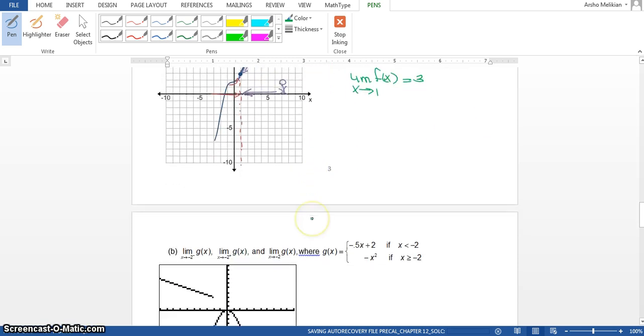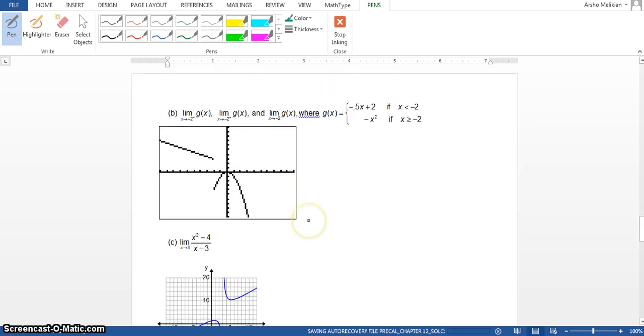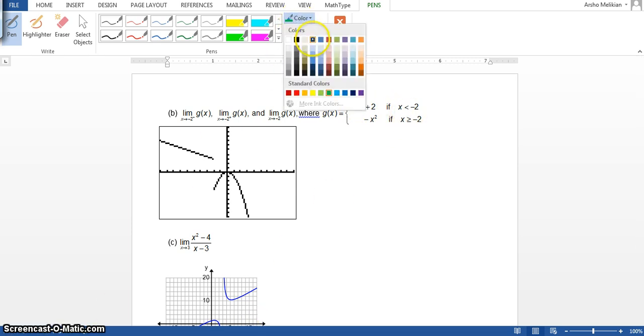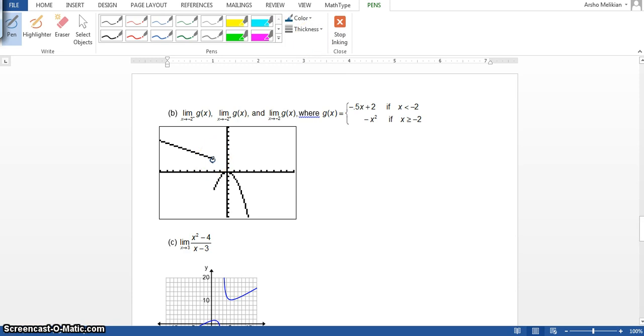Now, I have the graphs for the other ones drawn here just to save some time. So this is what I was talking about before. The graphs here do not connect. So when you're graphing on the test or the quiz, this is 0.5x plus 2. If x is less than negative 2, you need to show me here that there is an open circle, and you need to show me here that there's a closed circle. Okay?